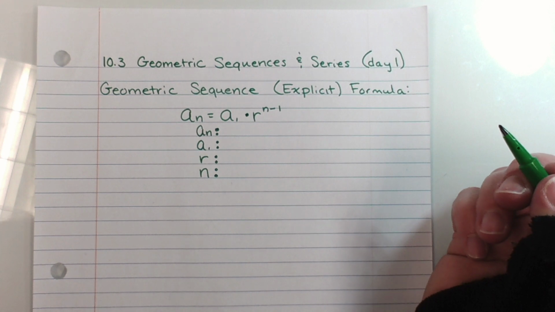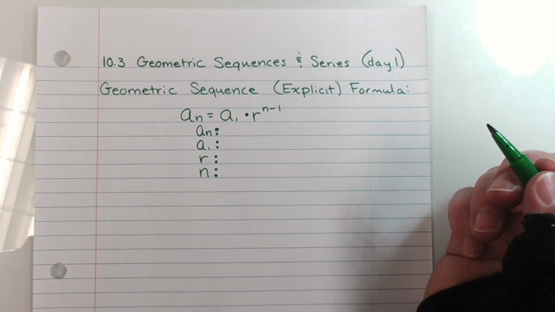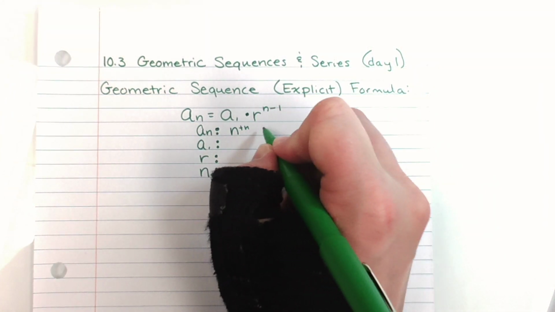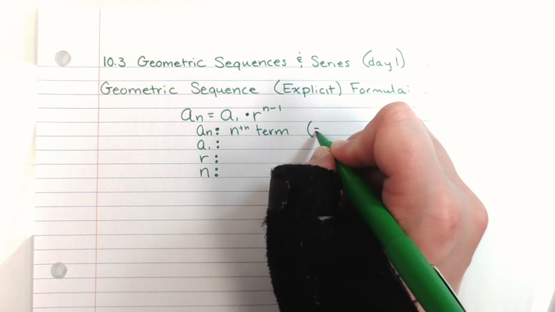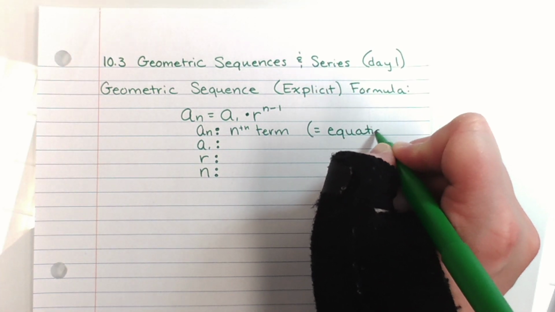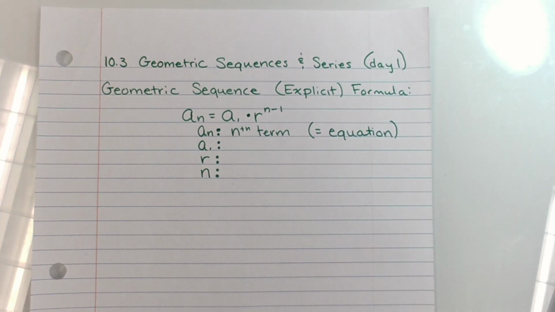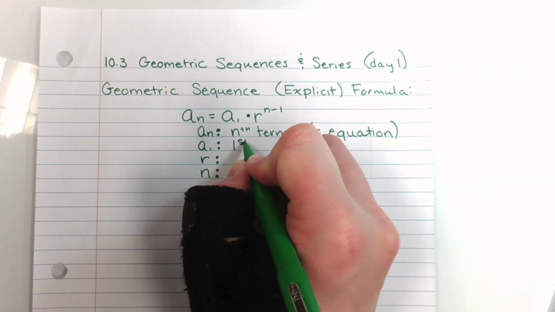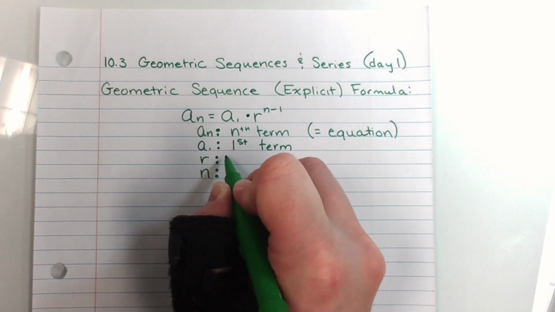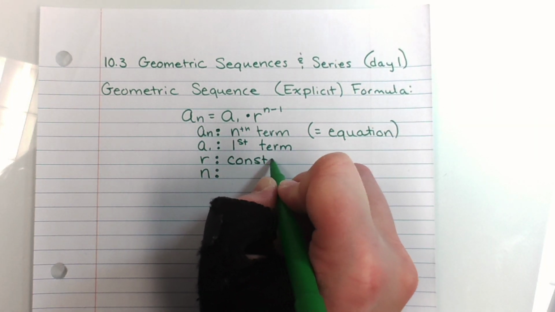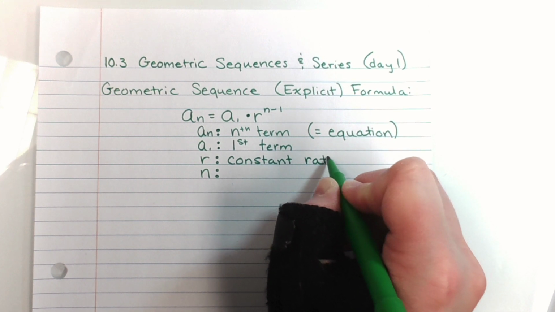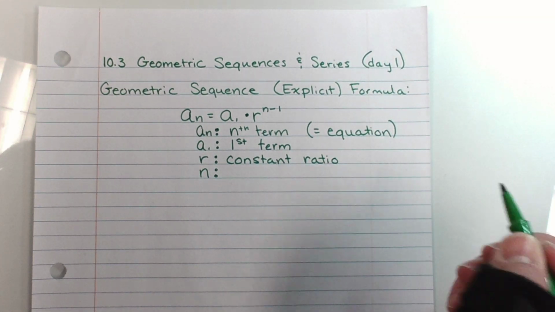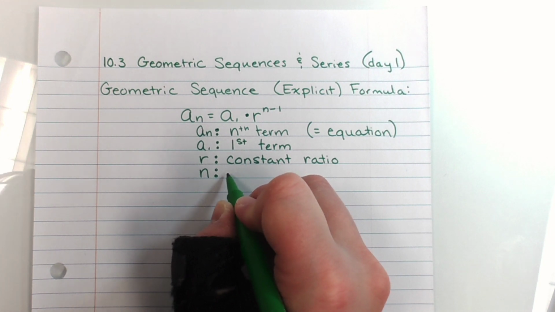A sub n stands for the nth term. It's that thing that gets equal to the equation. Technically, it's equal to the expression that gives us the things, but that's what gives us that equation. A sub 1 is the first term. R is the constant ratio, that thing we're multiplying by to get from one term to the next. And n is the, no, starts with a P.